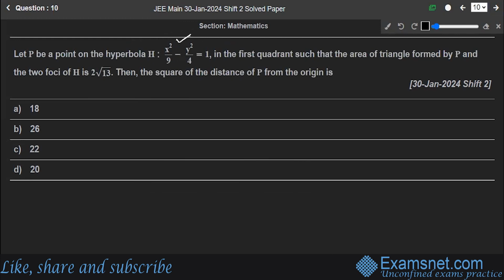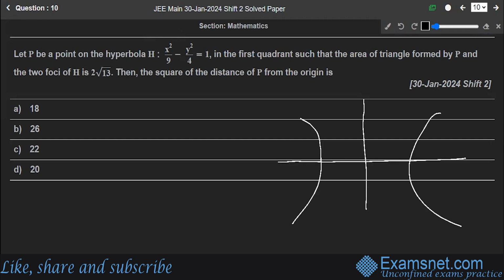Let P be the point on this hyperbola in the first quadrant such that the area of the triangle formed by P and the two foci of the hyperbola is 2 root 13. Then the square of the distance of P from the origin is. So this is your hyperbola, which is given by x squared upon 9 minus y squared upon 4 is equal to 1. In the first quadrant there is a point, let's say this is the point P, and the coordinates for P, let's make it a bit more clear.